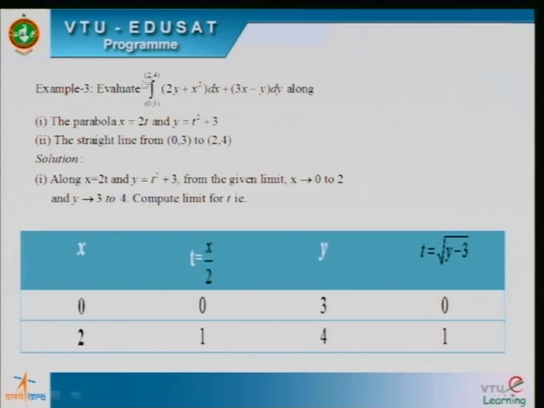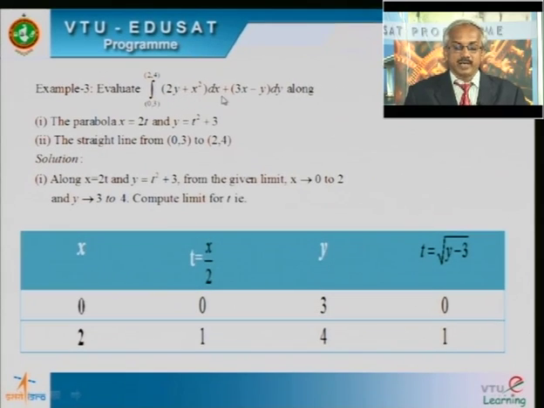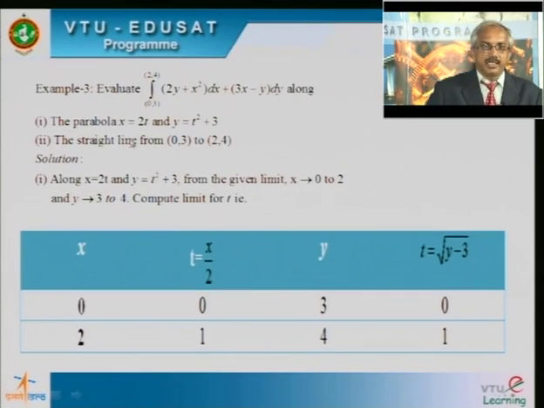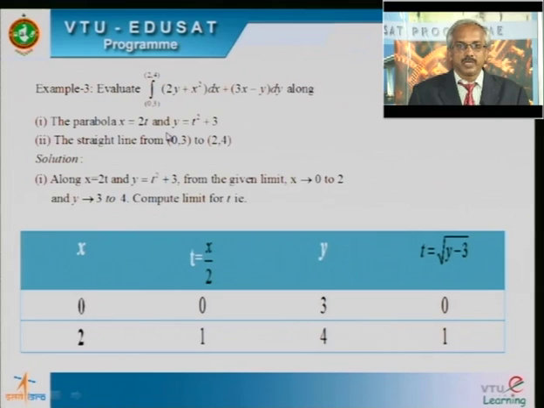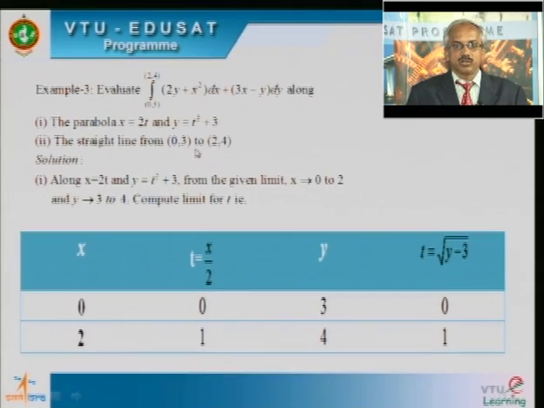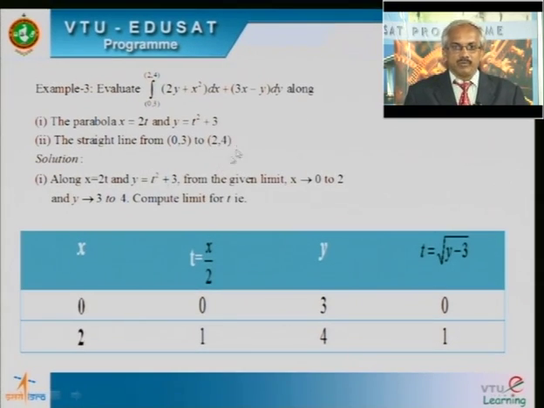In this problem, evaluate the integral over the limits (0, 3) to (2, 4) of (2y plus x squared) dx plus (3x minus y) dy along two curves over which we need to integrate this function. The parabola, in parametric form, x is equal to 2t and y is equal to t squared plus 3, and one more curve, the straight line from the point (0, 3) to (2, 4).